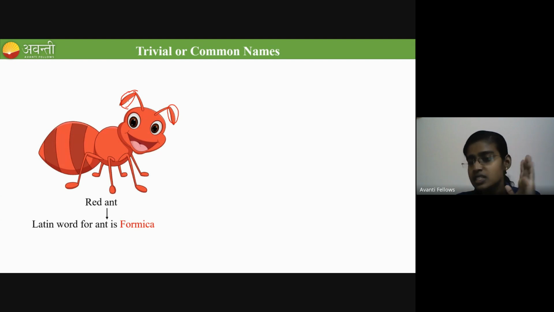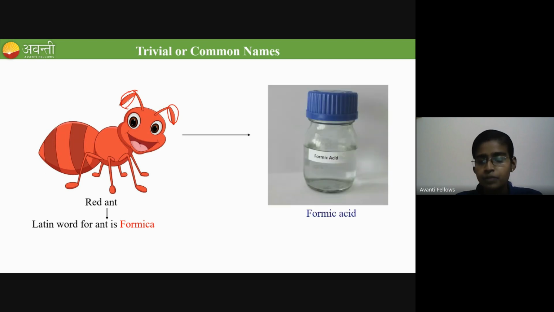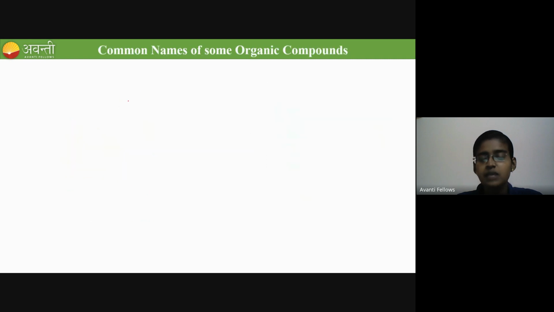So where does the name formic acid come from? The Latin word for red ant is formica. So now we are calling it red ant, and in Latin it is called formica, and that's why we are naming the chemical formic acid. It has come from the origin of that particular system, from where we get it. So this is how the common names or trivial names come into existence in organic chemistry.